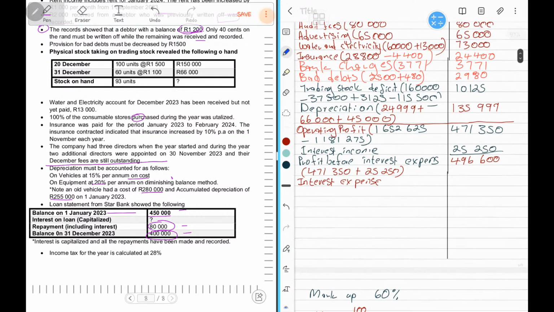So here we're going to say 400,000, then we add the 80,000, then we subtract the 450,000, then that'll give us the interest on loan, or the interest expense for the year, of how much? Of 30,000. It has to be in brackets.